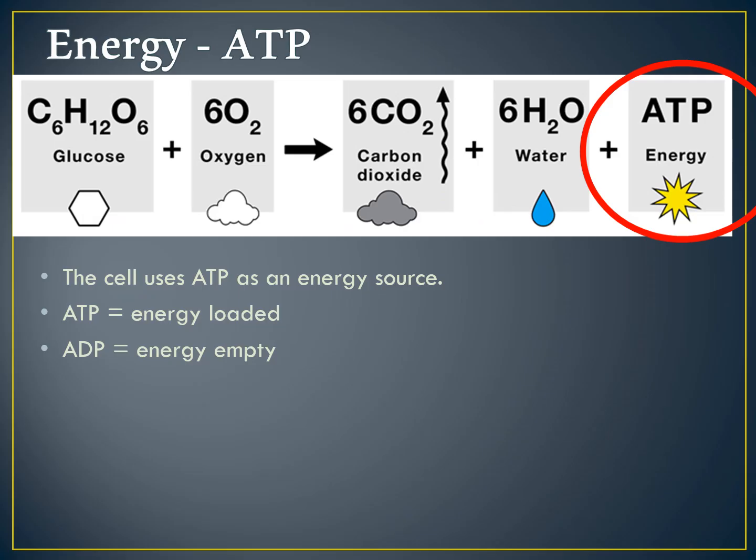So when we're looking at the energy, all cells are going to be using ATP. ATP stands for adenosine triphosphate. When we look at ATP, if anything is asked of you saying, what is ATP versus ADP, you need to think about ATP as energy is loaded and ADP as energy is empty. They basically cycle back and forth.